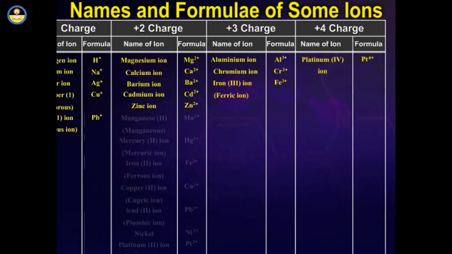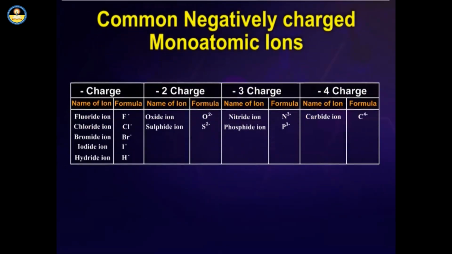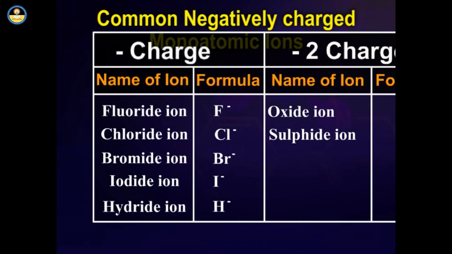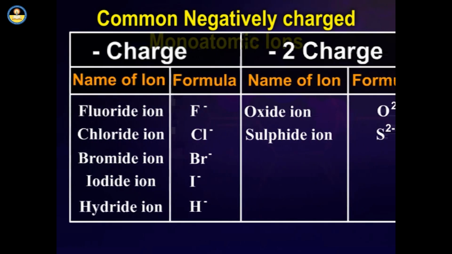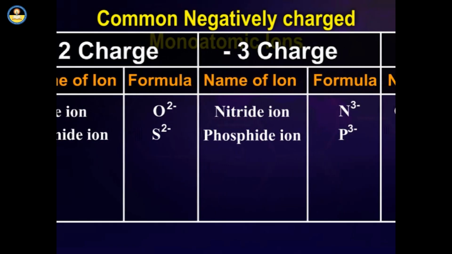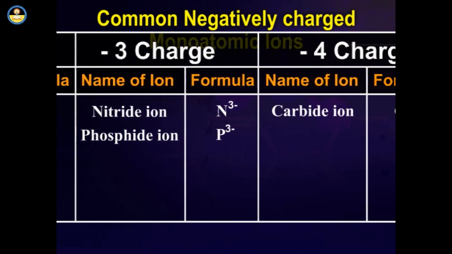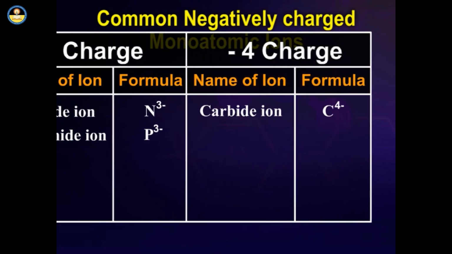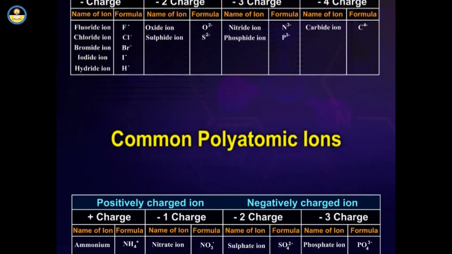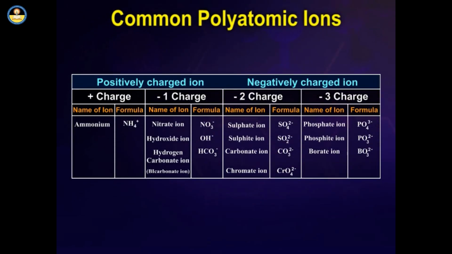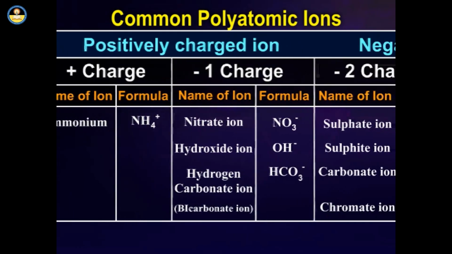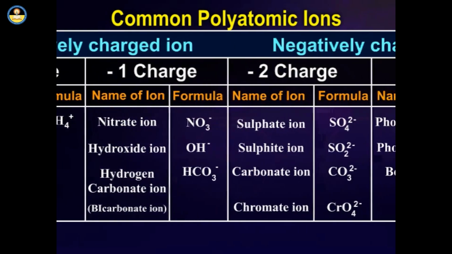Let us now learn about commonly negatively charged monoatomic ions as shown in the table. We will now have a look at common polyatomic ions, which include the common positively charged ion and negatively charged ion.